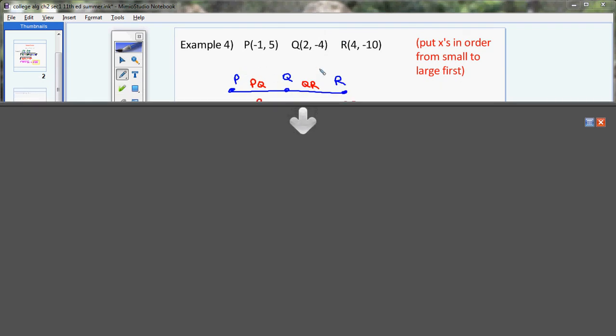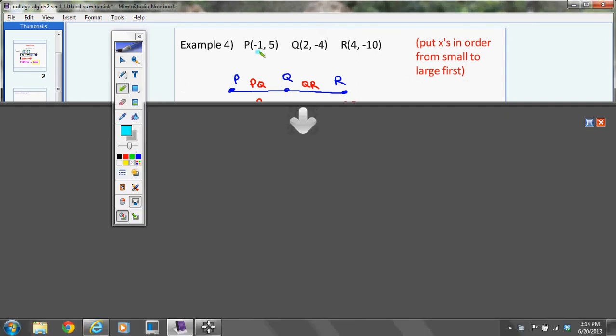If I have P, Q, and R, I have to put the x's in order from smallest to largest first. In other words, look at your x's. I have -1, +2, +4. They are in order. You have to do that first. So P would be first, then Q, and then R.